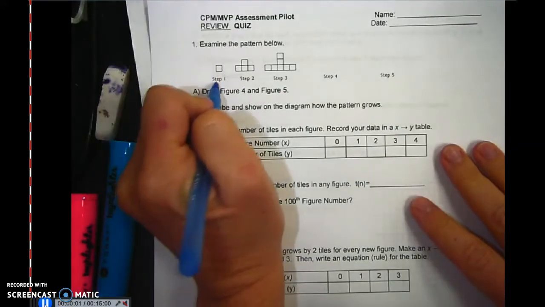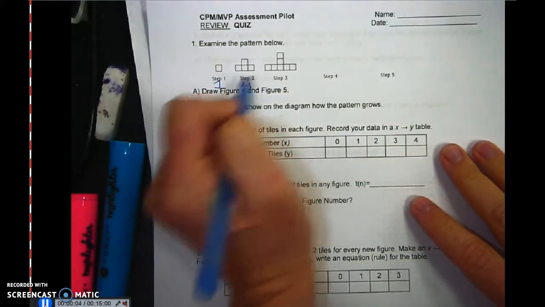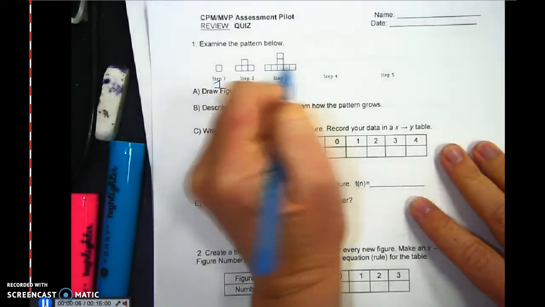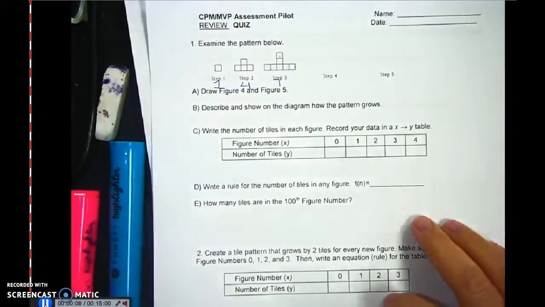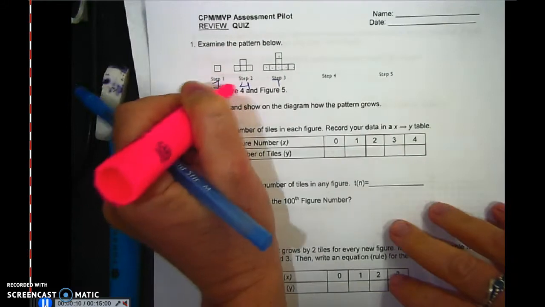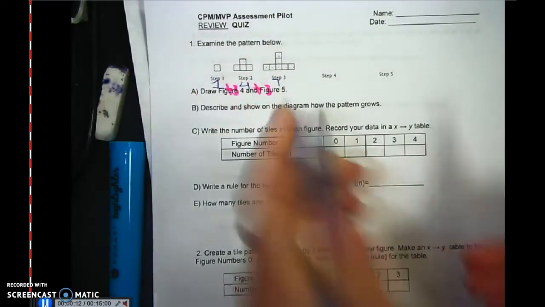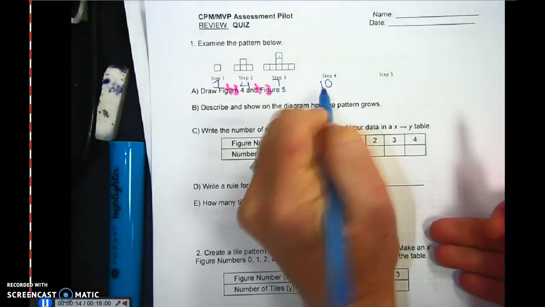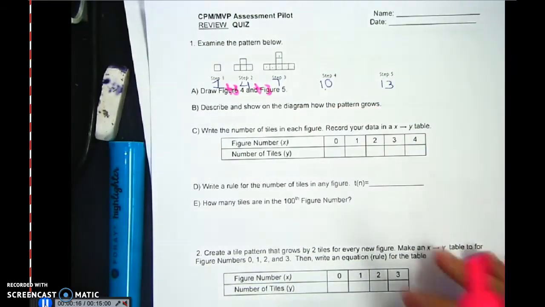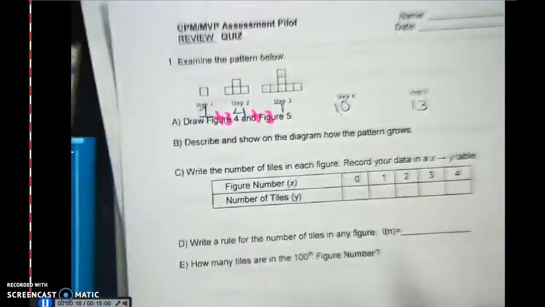Okay, so there's one tile here, 4 tiles here, 1, 2, 3, 4, 5, 6, 7. So as soon as I see that, I can see the pattern is plus 3, plus 3. So I know there's 10 here, because that's plus 3, and 10 here, because that's plus 3. Then I'm going to copy it.